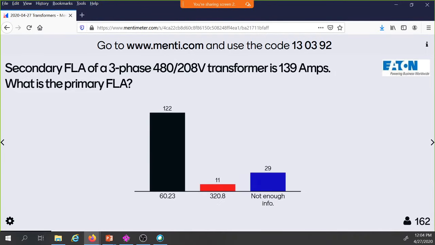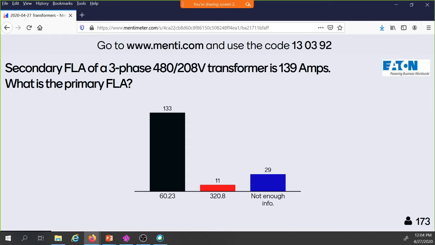This is the secondary full load amps of a 3-phase 480 volt to 208 volt transformer. It's 139 amps. What is the primary full load amps? I put this one on there because I wanted to see what you guys and gals knew about the turns ratio, and you did great, because the right answer is 60.23.